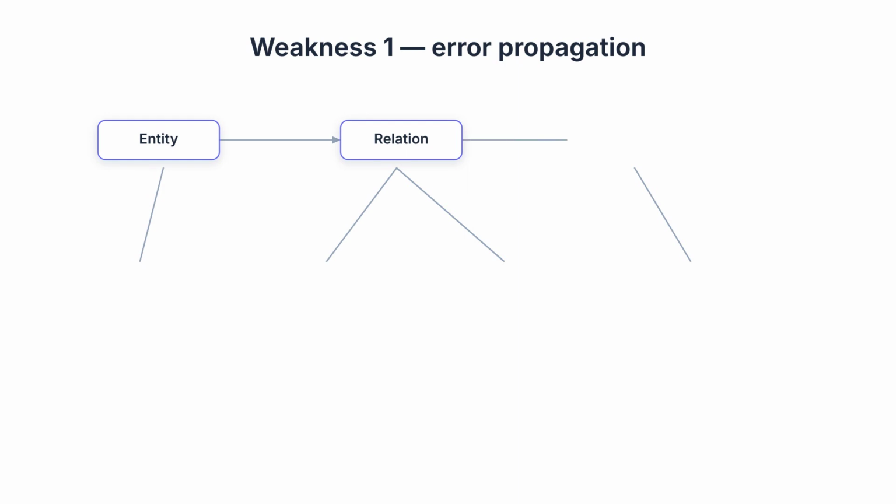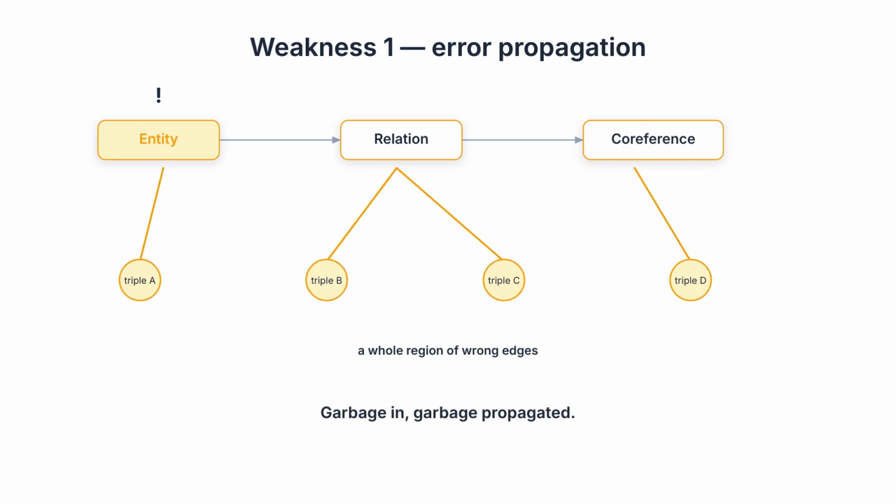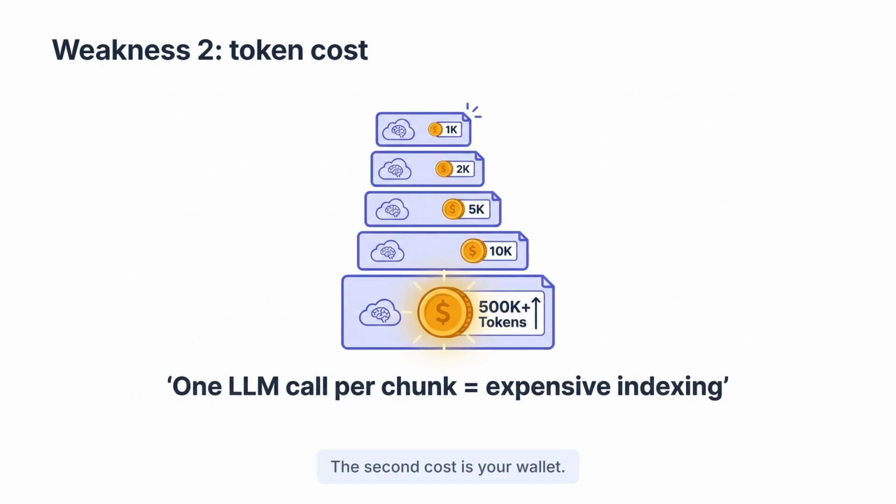But triples have a dark side. Extraction runs as a pipeline: first entities, then relations, then coreference. If the model misreads an entity early on, that mistake doesn't stay put. It poisons every downstream triple that depends on it. One bad node at the top cascades into a whole region of wrong edges. Garbage in, garbage propagated.